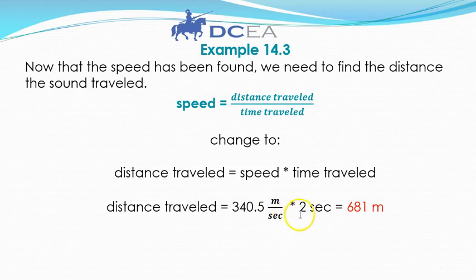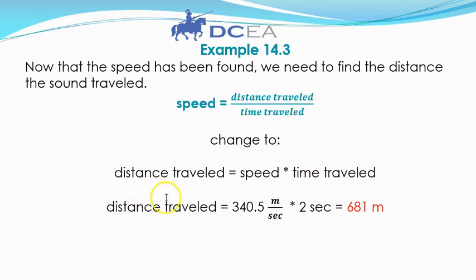Now that we found the speed, what we need to do is find the distance that the sound traveled. And let's return to a previous formula that we've used way back, I think, in Module 9. Speed equals distance traveled divided by time traveled. But for this application, we're going to use algebra and basically twist this formula around a little bit. So we'll have distance traveled equals speed times time traveled. So what we did was we multiplied both sides by time traveled, and we no longer have a fraction here.